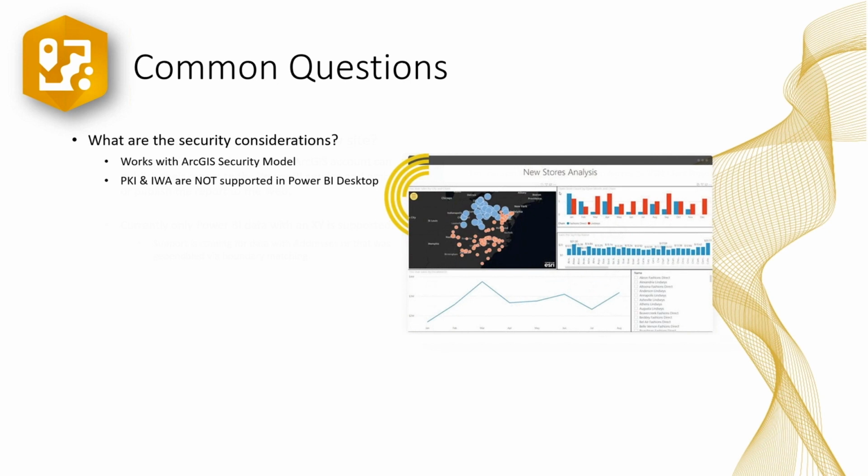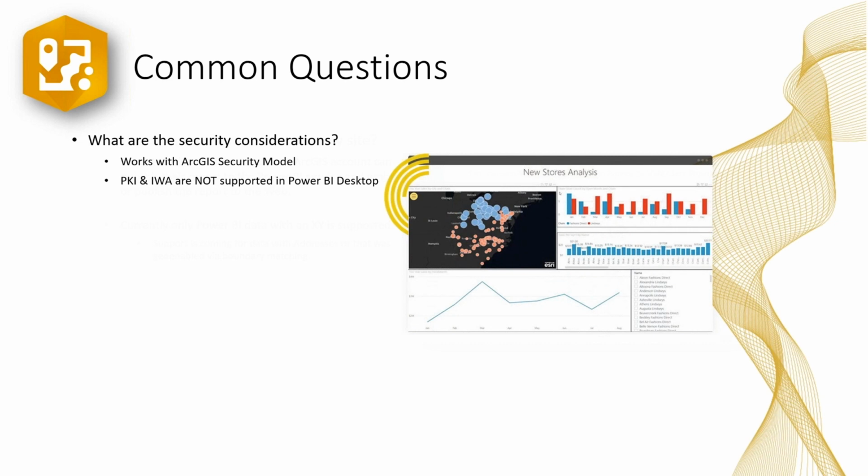Security considerations. So again, with the ArcGIS security model, if I have access to see a layer that's been added to the map, great, I can see it. If I don't have access, I won't be able to. We want to keep those security controls tight because we don't want to leak information out.